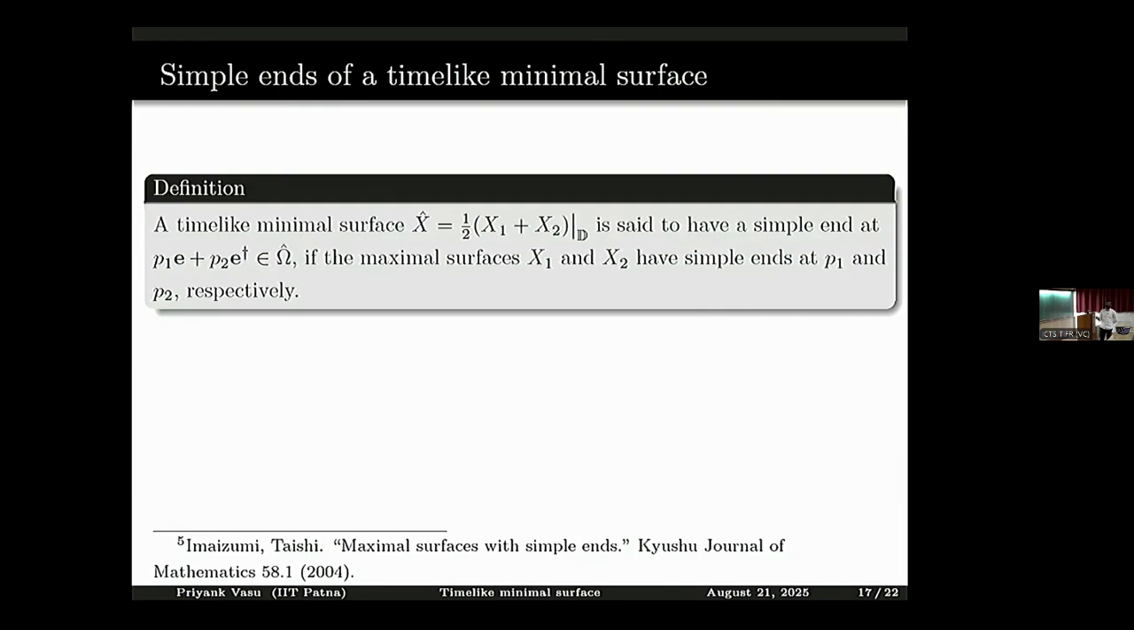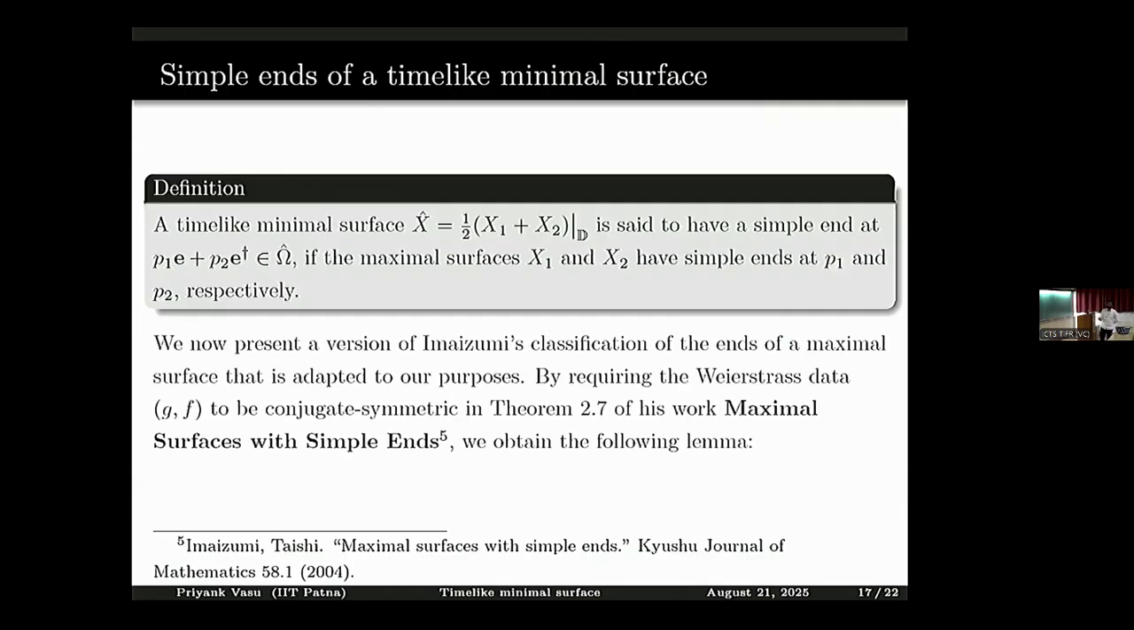If x1 has a simple pole at p1 and x2 has a simple pole at p2, and this p1 e plus p2 e dagger is sitting in the split complex domain. Now, if we know the asymptotic behavior of the maximal map x1 and of the maximal map x2, then we can move forward to see the asymptotic behavior of our time-like map. And this study has been done by Imaizumi in his work.